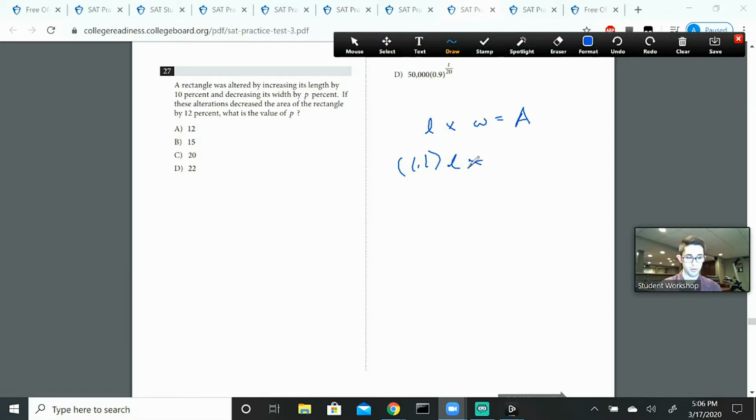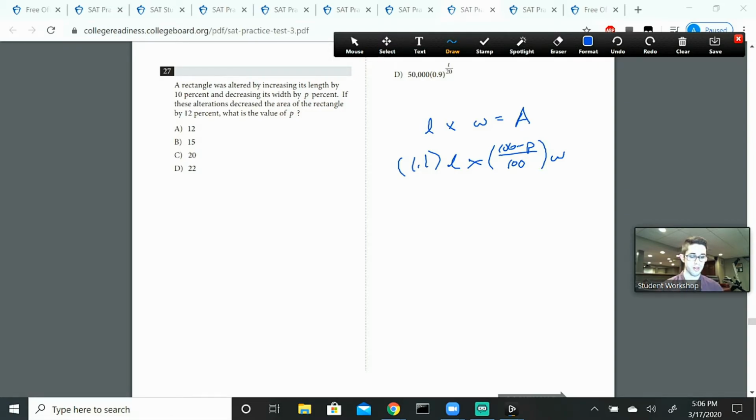Decreasing its width by p%. All right, that's a little bit harder to represent, but if we do 100 minus p over 100 times W, in other words, we could say 1 minus p%, but in this case, I think it's going to be easier to deal with the hundreds and not the split fraction. But yeah, we're subtracting essentially p%, so we need to divide it by 100, and that's something that the SAT kind of throws in and makes a little complicated.